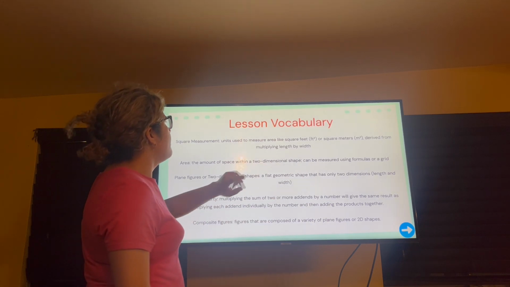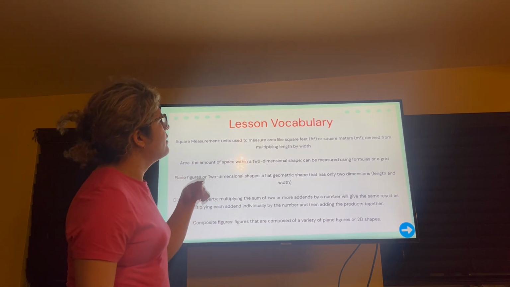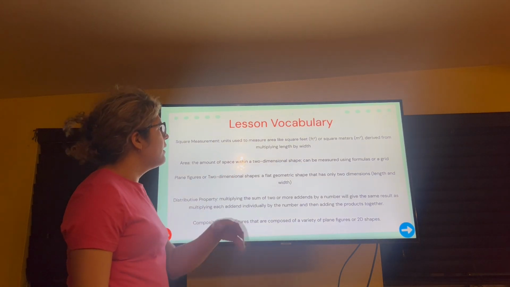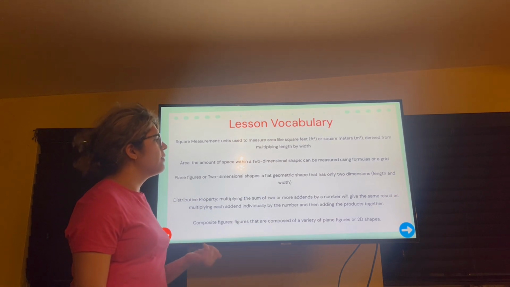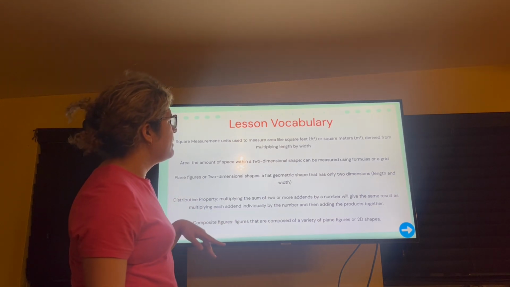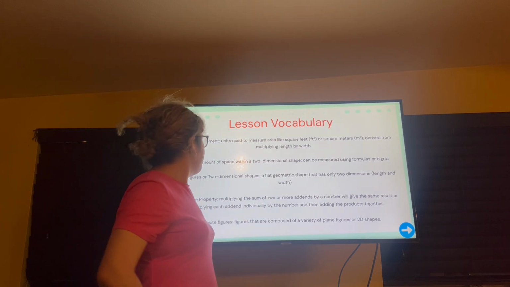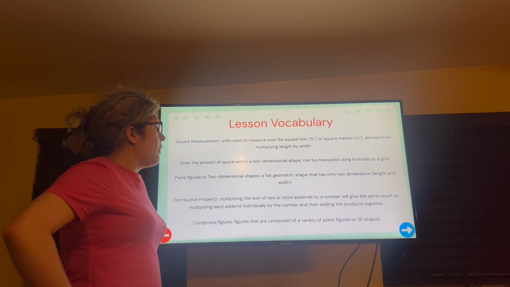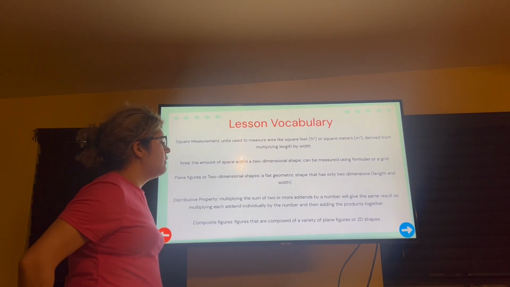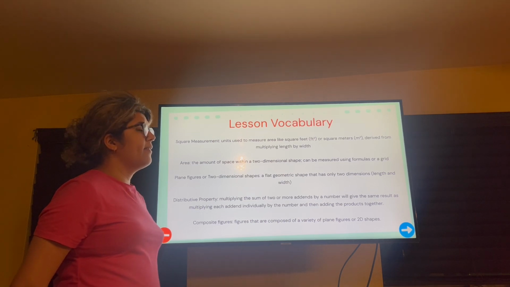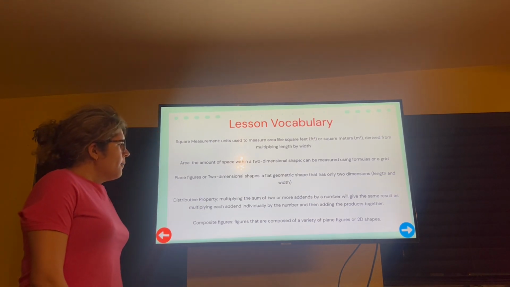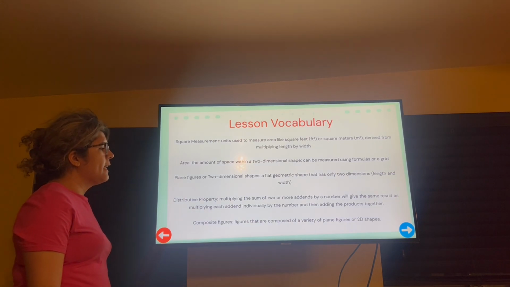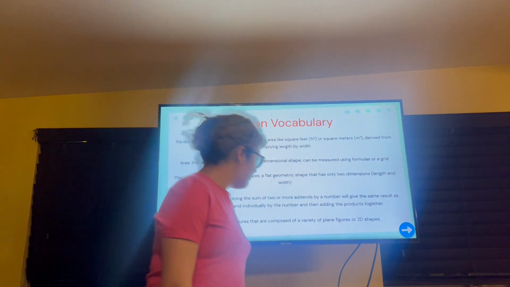So square measurements are units used to measure area, like square feet, and they're derived from multiplying length by width. Area is the space within the inside of a shape and can be found using formulas or a grid. Plane figures are flat geometric shapes that have only 2 dimensions. And the distributive property is multiplying the sum of 2 or more addends by a number, and it will give the same result as multiplying each addend individually by the number and then adding the products together. And then composite figures are figures that are composed of a variety of plane figures or 2D shapes.